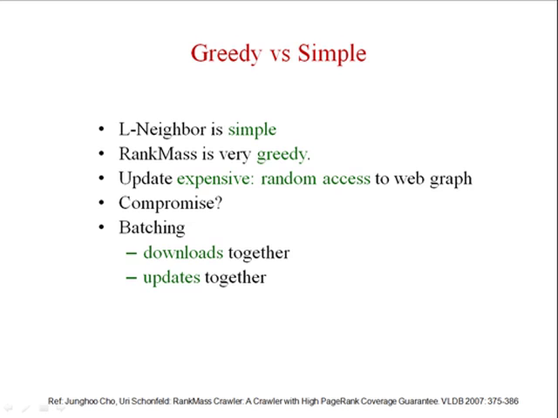Greedy versus simple. L neighbors is simple. Rank mass is very greedy. Updates are expensive. Applying rank mass to the web graph, we can batch downloads together and updates together. So these are the similarities.